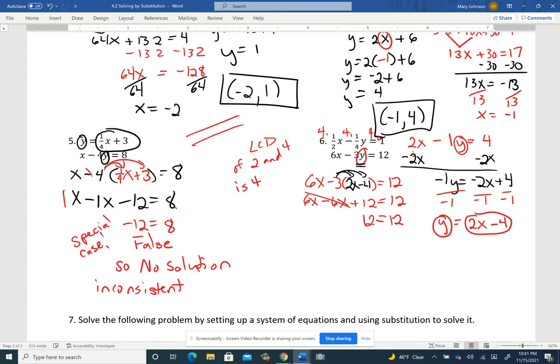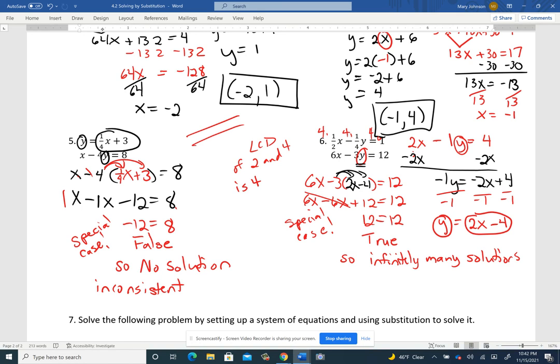I don't get x equals 12 or y equals 12. The variable disappeared. That indicates to me that I have a special case. Okay, but now this one turned out to be a true statement. It's an identity. It's always true. So that tells me that I'm going to have infinitely many solutions. All points on the line would be the solutions.